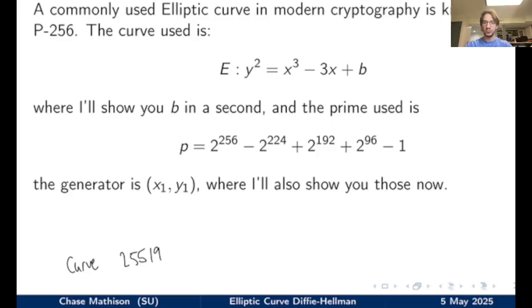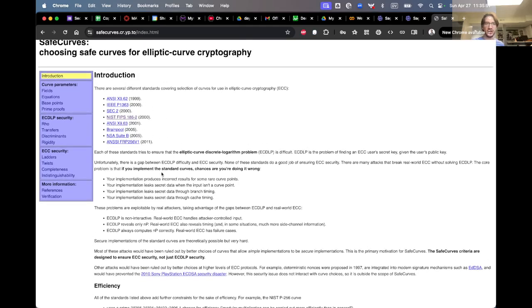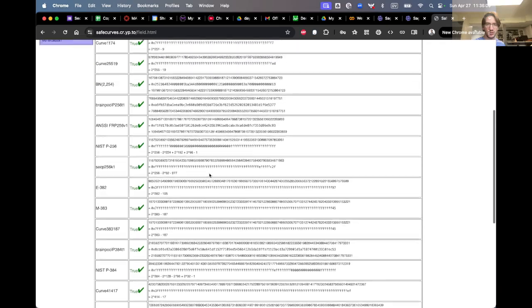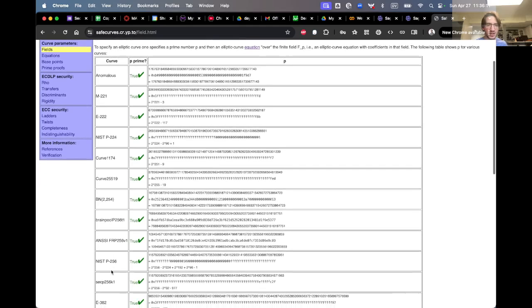Let me show you the actual website that I got these parameters from. The website is safecurves.cr.yp.to, which just collects a bunch of different elliptic curves. So here's a bunch of elliptic curves that are used in modern cryptography. We've got our curve 25519 right there, which is again 2 to the 255 minus 19. That's the prime that's used. You can see NIST 256, and there's that prime number that we mentioned.